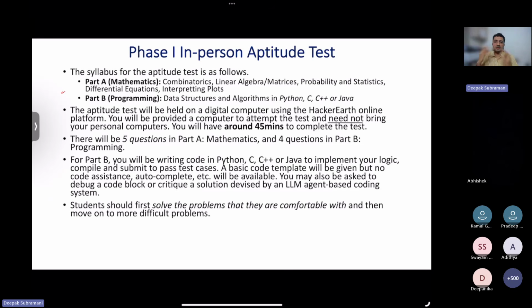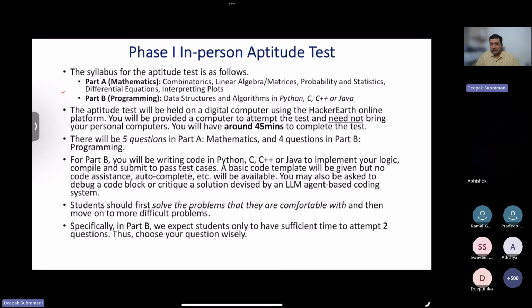There are 4 questions in part B. And very important, as research students, you should know which problems you should solve. You should figure out among these 4 which problems you are comfortable with, and solve those first before moving on to difficult problems. You can solve all 4 problems too, but we think that with the given amount of time, most of you would be able to answer 2 questions.